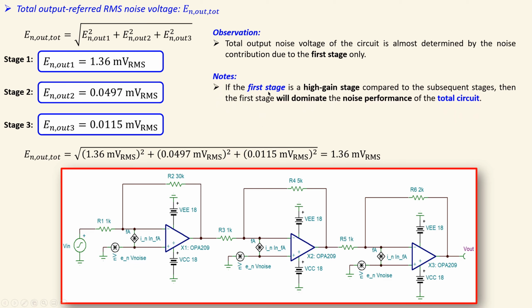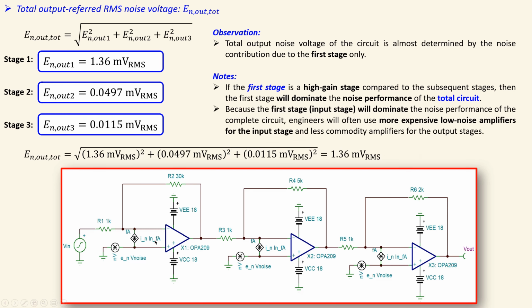The first stage is a high gain stage. So if it is a high gain stage compared to the subsequent stages, then the first stage will dominate the noise performance of the total circuit. So if you have a high gain here, it's actually 30, then 5, and then 2. This will dominate the total circuit noise performance.